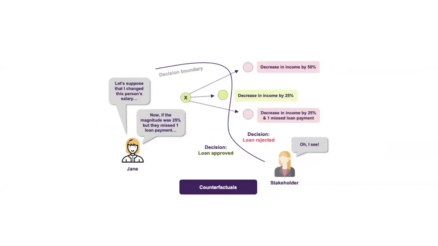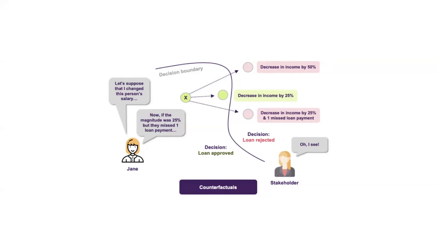So for instance, she sees that if you consider the same individual, but you consider the case where the income drops by 50%, then you would reject this application. But if it was only decreased by 25%, you would still approve it, right? So you can play with these changes of features. So in a way, counterfactual explanations tell you about what changes need to be made for the decision to be flipped.